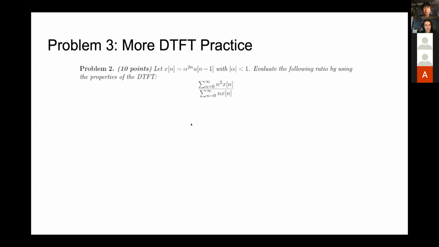So more DTFT practice. If you feel like just doing the derivatives and using Wolfram Alpha, go for it. This is from a homework problem I had before. This one is a little more involved than the last two. It's similar, but a little less straightforward, in my opinion.